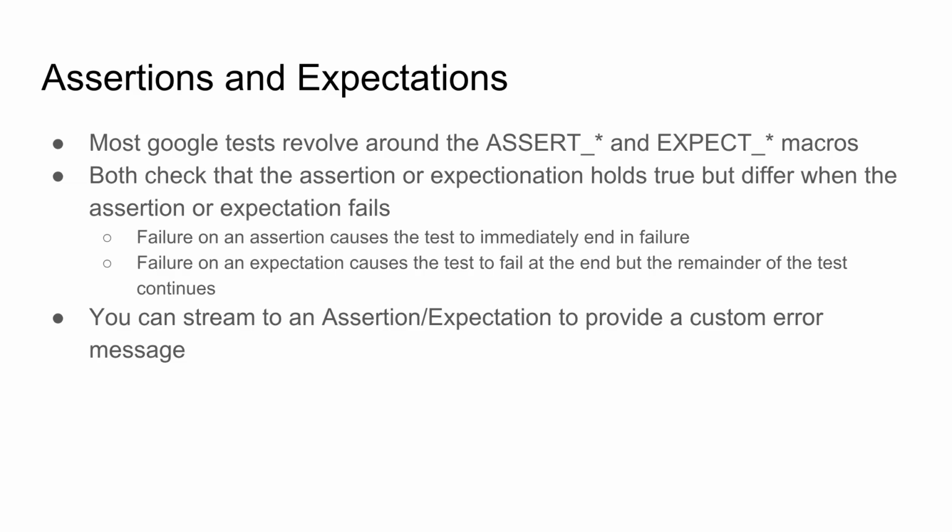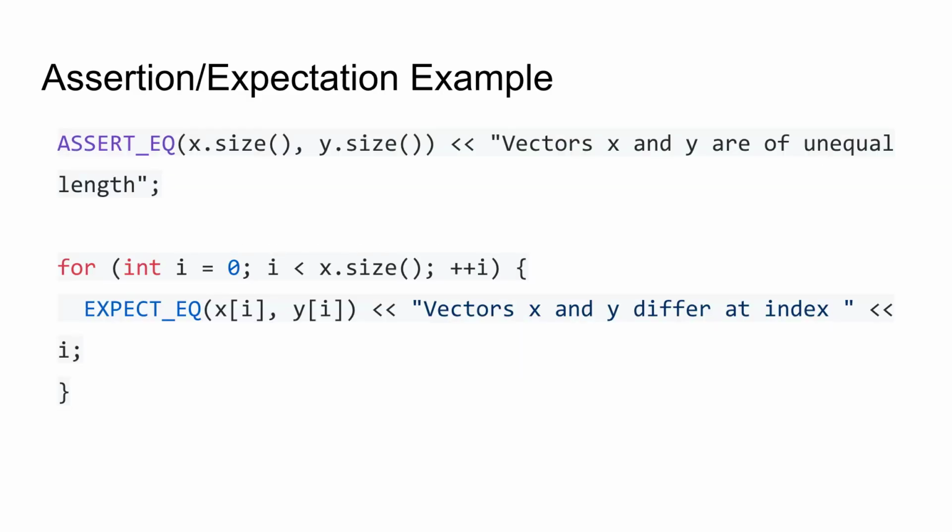So you use asserts where if this condition wasn't met, nothing else is going to work. If the condition failed, but you could still keep on going, then you would make an expect on that. Expects are generally more preferred than asserts because it allows you to catch more errors and get more reporting. If you want to provide a more detailed error message, you can stream into the assertion or expectation to provide that error message.